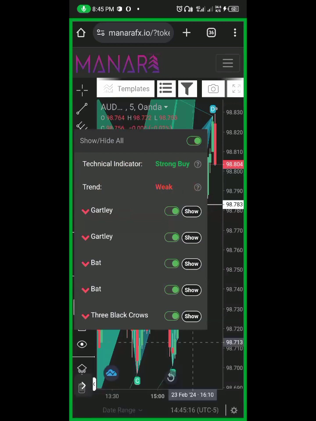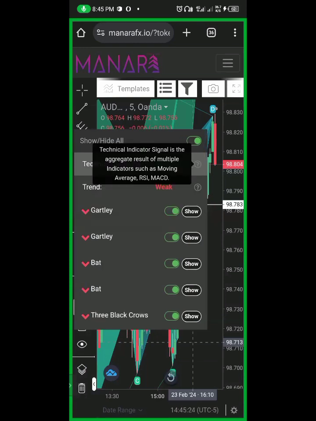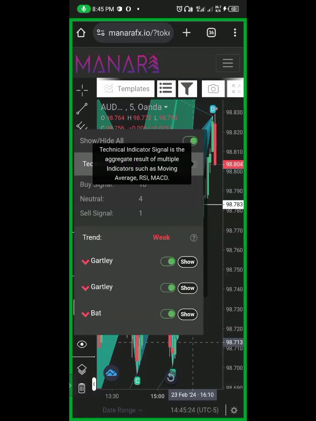Now, what do you expect to see when it comes to the technical indicator? Don't worry, like I said, this video is recorded, so you can look at this later. Look at the technical indicator signal. It is the aggregate result of multiple indicators such as moving averages and so on. What is it trying to tell you? Whatever it tells you is what the majority of all the indicators are pointing at, and the majority carries the vote.